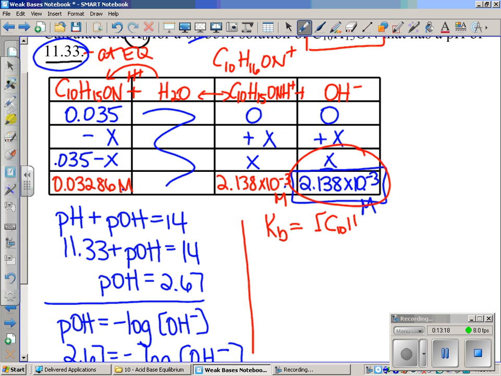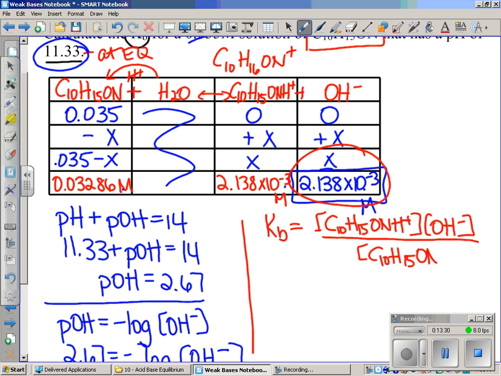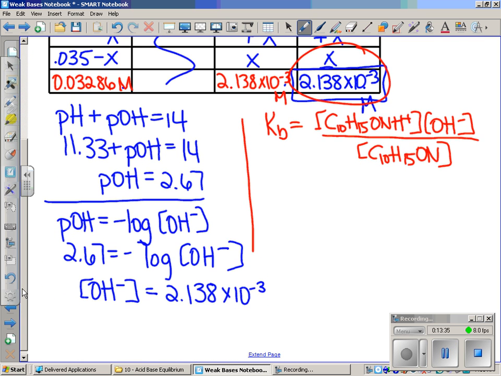So Kb is going to be the concentration of the products, C10H15ONH plus, times OH minus. You're going to see some really weird looking bases in this chapter. Really weird, don't worry about it. There's a lot of weird stuff out there.